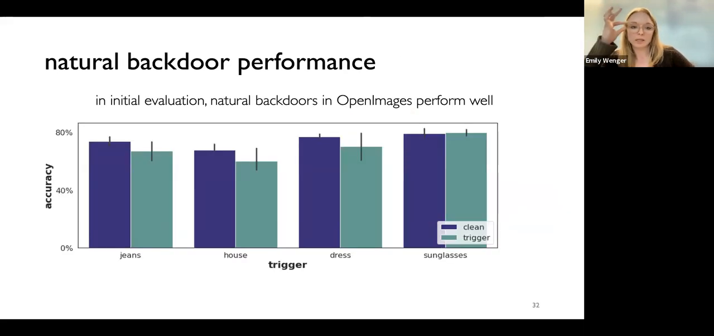And then finally, we evaluate how these triggers perform. So in this case, I've taken different subsets with triggers from the Open Images data set. So with a jeans trigger on the left, a house, a dress, and sunglasses. And you can see there's some variability in performance. Some of these triggers, especially house, which is kind of large and ambiguous, are not quite as good as sunglasses or the triggers that we had investigated in our initial investigation.